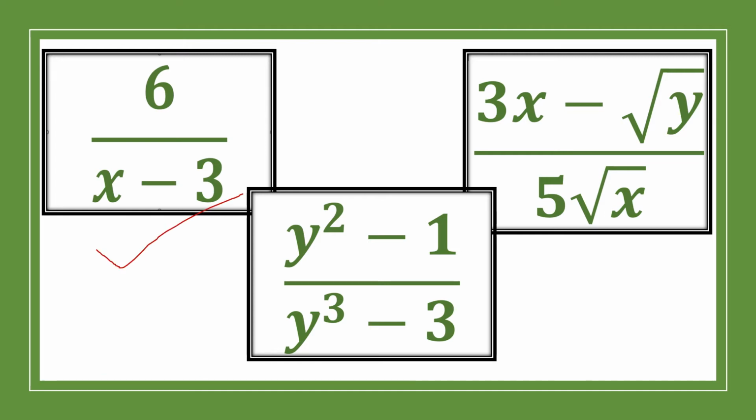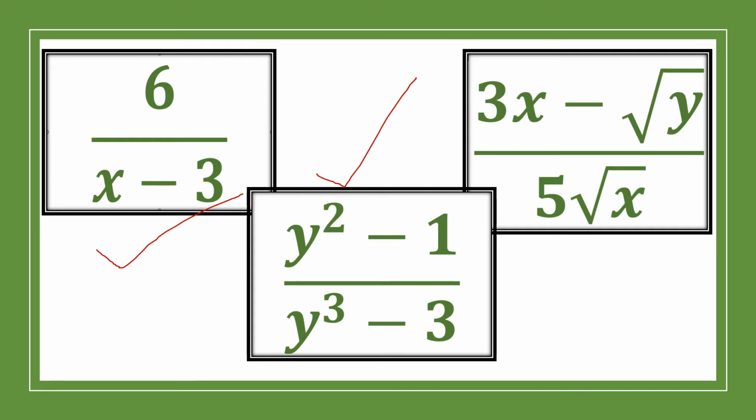Next, second expression. y squared minus 1 over y cubed minus 3. So, observe natin yung numerator. y squared minus 1. May nirestrict ba siya? Wala. So, polynomial siya. Correct. Second, denominator ba? Yung denominator natin. So, denominator is also a polynomial. So, therefore, this expression is a rational algebraic expression.